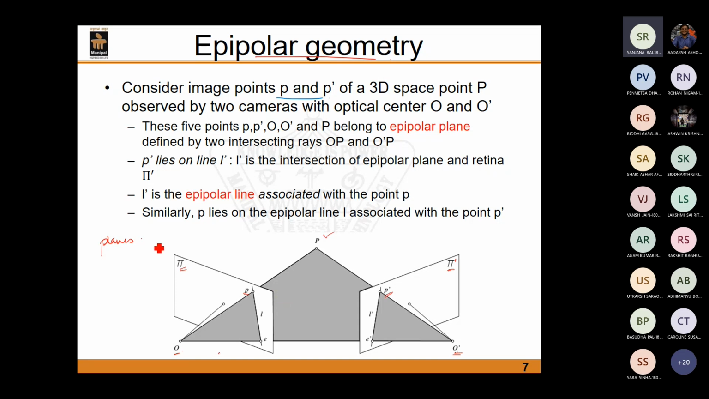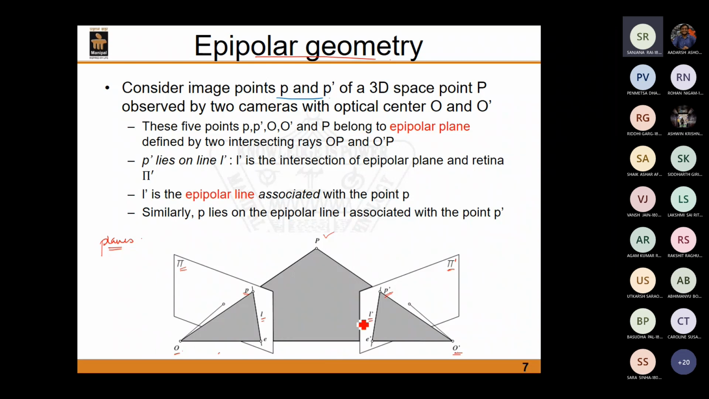Another thing is that planes always intersect at a line. In 2D space, when two lines intersect, you have a point of intersection. In this case, when two planes intersect, you have a line of intersection. Let's say the line of intersection is given by L. And for the image plane pi dash and this epipolar plane, the line of intersection is given by L dash.